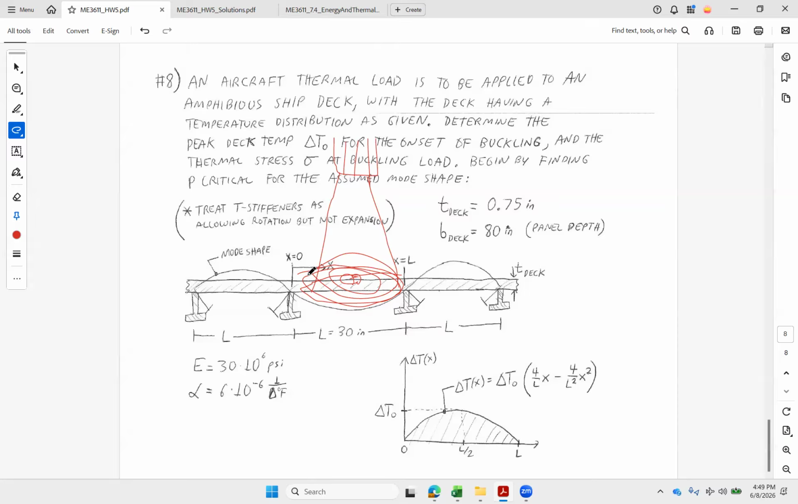And we talked about these T's. They're really good against bending. They're not great in torsion. So we're going to treat them as restraining the displacement here, but allowing rotation. So the deck's going to pop something like that, a sinusoidal shape. I've got my length, I've got the thickness, and I've also got the width out of the page of the panel. So we can get our I value nice and easy. It's just a rectangle for this section.